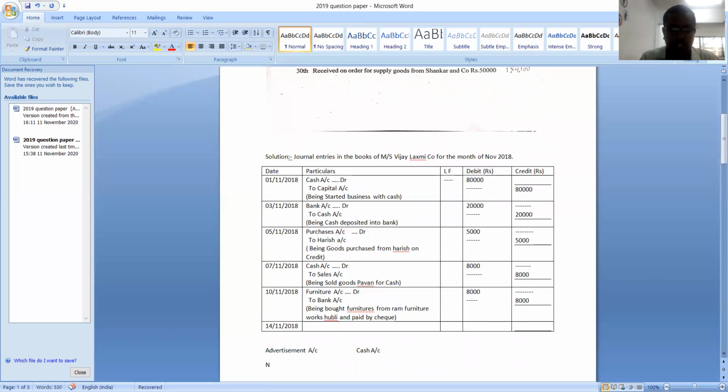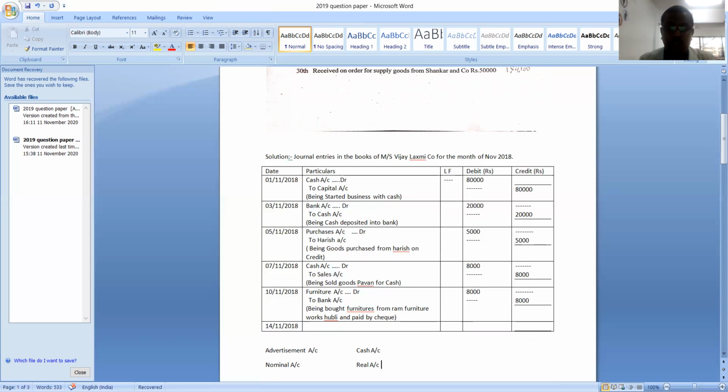Advertisement is which account? It is nominal account. Why is it nominal account? Because it is an expense. Cash is which account? It is real account. Why is it real account? Because it is an asset. See here, advertisement account is nominal account because it is expenditure. Cash account is real account because it is an asset.